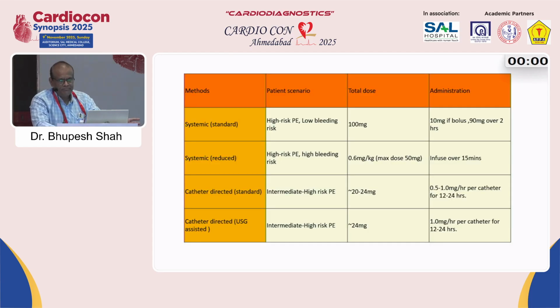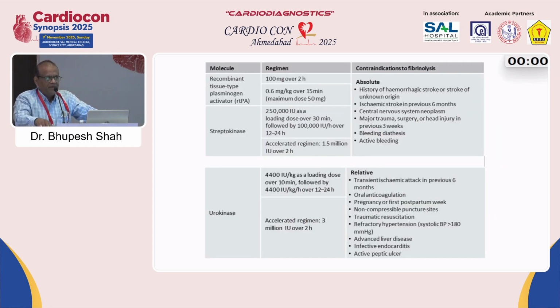I think the last slide is of the dosages. If we are going for catheter-directed thrombolysis, then the low dosage is 0.5 to 1 milligram per hour per catheter. If the patient has thrombus on both sides, then we can put 2 catheters, and per catheter, that is the dose. And if we are going for TPA, then I think 100 milligram over 2 hours.